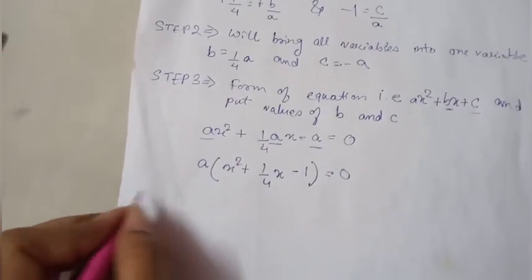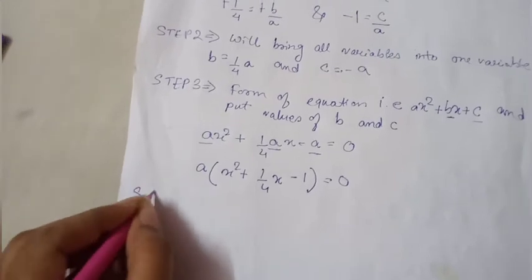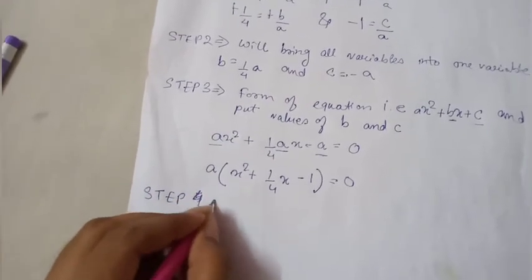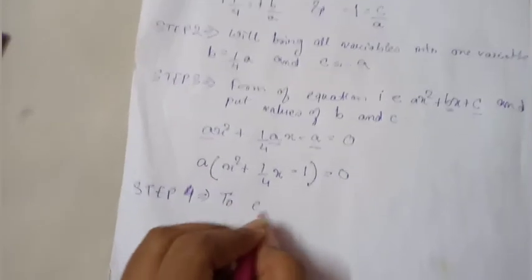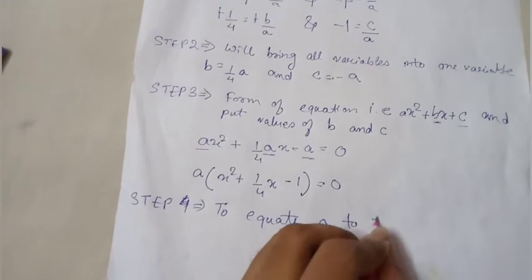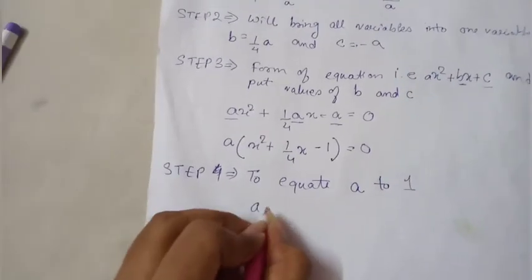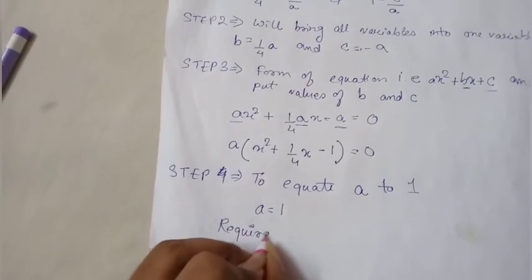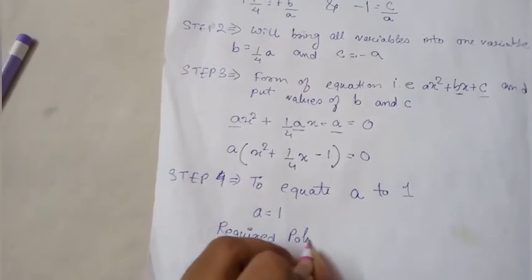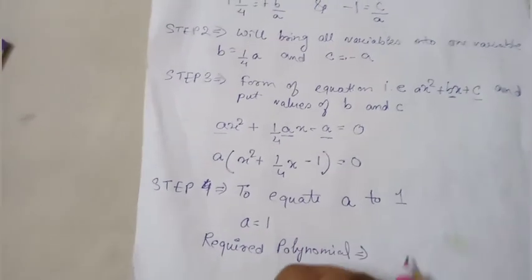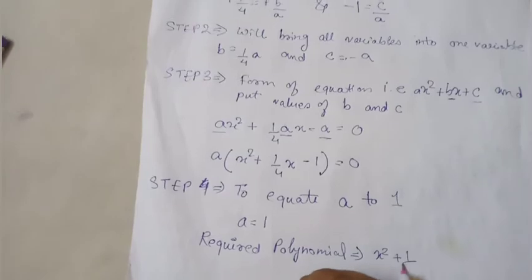Now the last step, step 4, is to equate a to 1, means a equal to 1. Therefore the required polynomial will be x square plus 1 upon 4x minus 1.